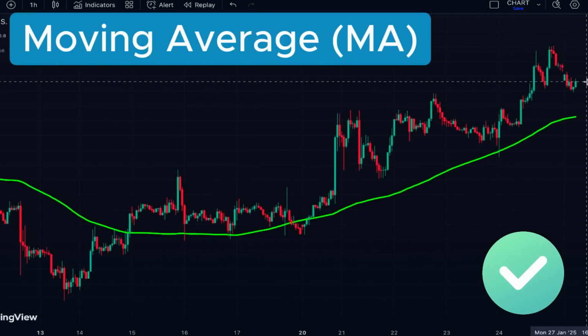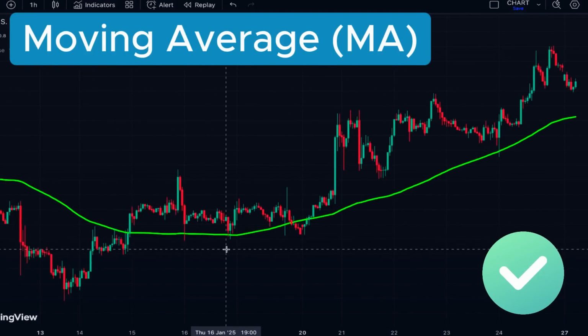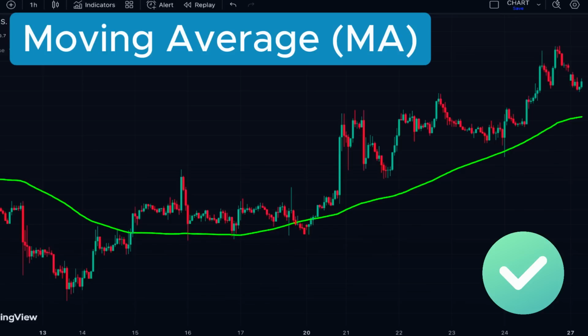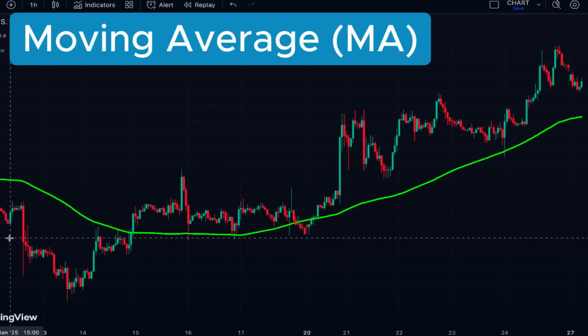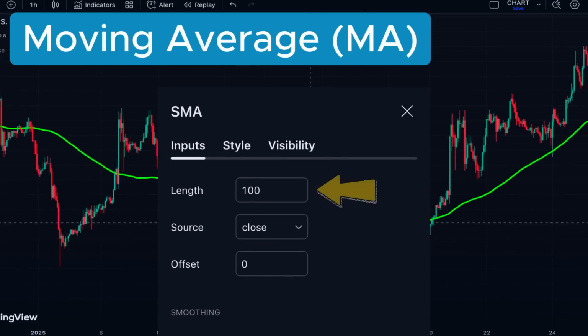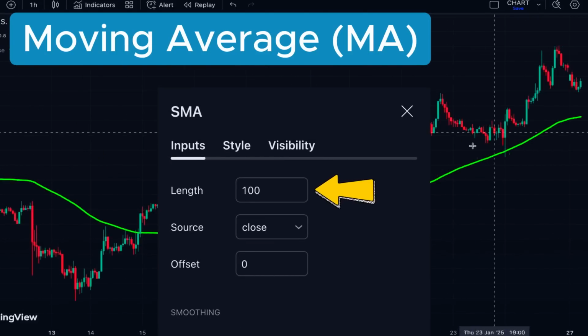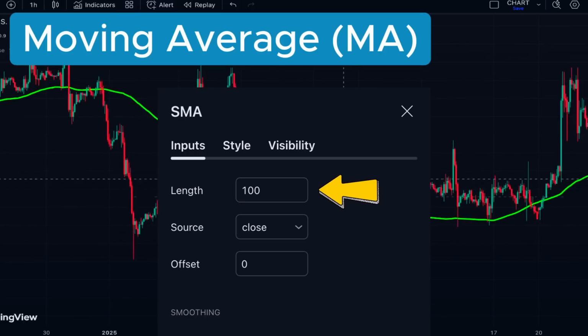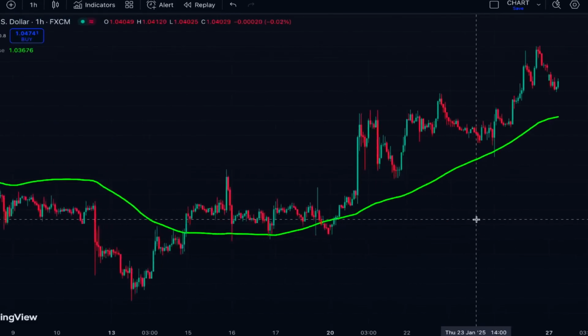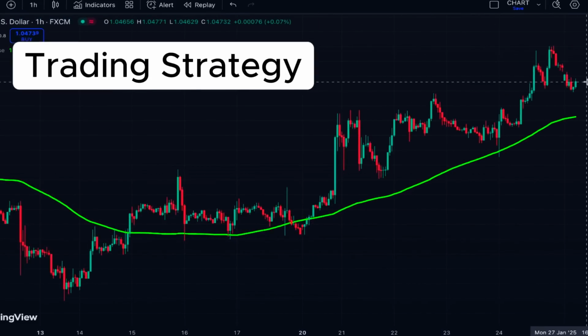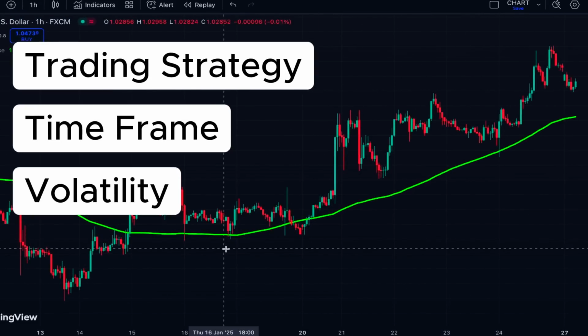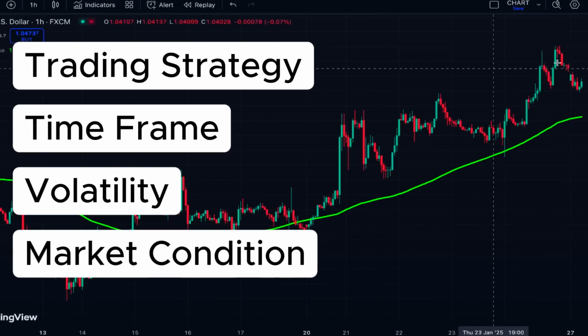Even fundamental traders and investors use moving averages to have an insight about trends of the market. But there is a problem with moving averages, and that is choosing a correct and optimal value for the length of the moving average. I mean the look back period that the indicator uses to calculate the moving average line, and this moving average length depends on your trading strategy, your time frame, the volatility of the asset you're trading, and also the constantly changing condition of the market.